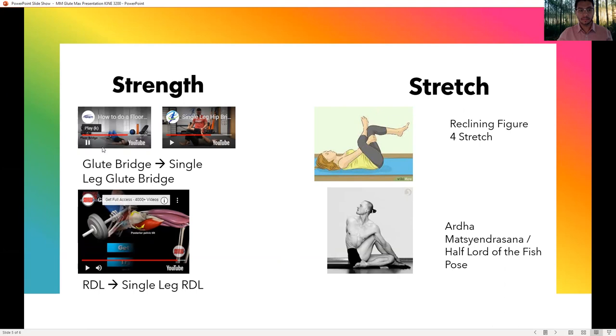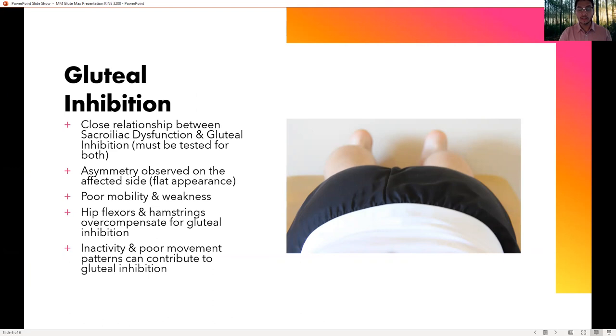A common injury or dysfunction is gluteal inhibition. Now, there is a close relationship between sacroiliac dysfunction and gluteal inhibition. So a clinician must run the patient through multiple functional muscle tests to determine if there is an SI joint dysfunction. It is also observed. Asymmetry is observed on the affected side.